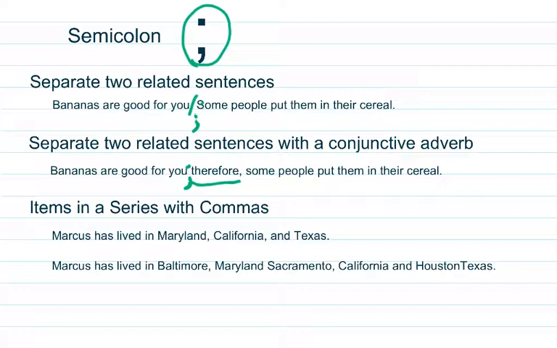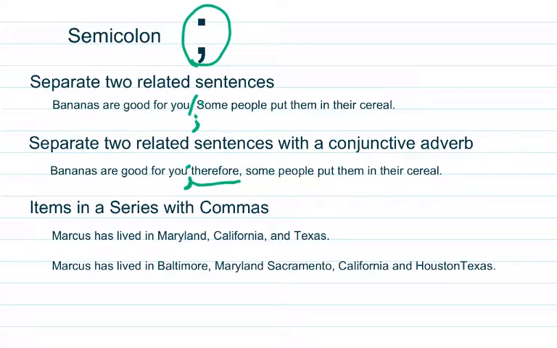And then we have items in a series with commas. So, once again, if you've seen the comma lesson, then you'll know that we separate items in a series, basically a list, with commas. But sometimes those items in that list also have commas within them. And so to cut down on confusion, we use a semicolon to make the distinction between the items.